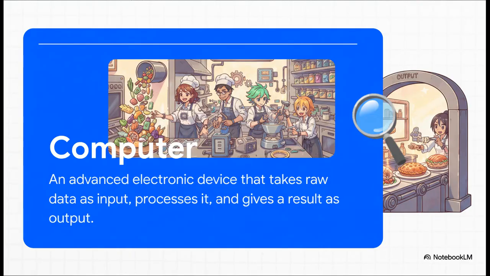To get started, let's look at the official definition. A computer takes in raw data, that's our input. It processes that data using a set of instructions, which is just a program, and then it gives us a result, and we call that output. That right there is the foundation for everything.